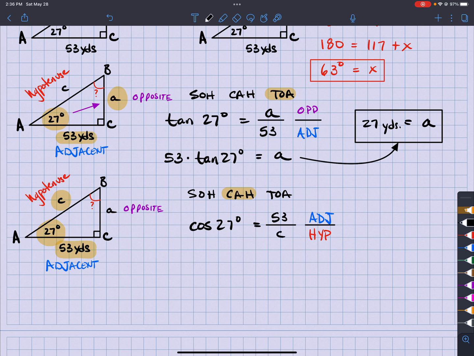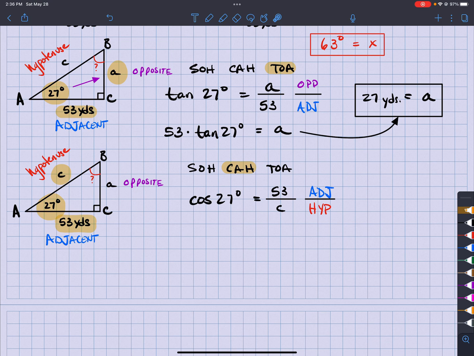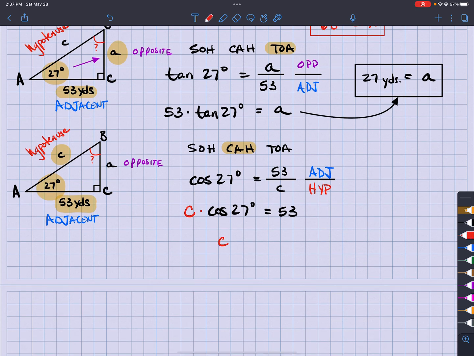Now, I could multiply both sides by C because right here I'm dividing by C. So it's going to be, actually, you know what? Let's do it this way. It's going to be C times the cosine of 27 degrees equaling 53 yards. Now I want to get C by itself, so I'm going to divide by the cosine of 27. So C is actually going to equal 53 divided by the cosine of 27 degrees.